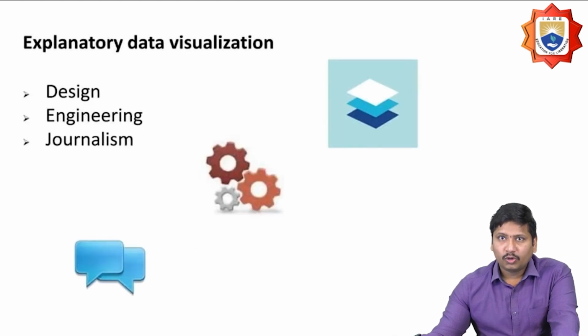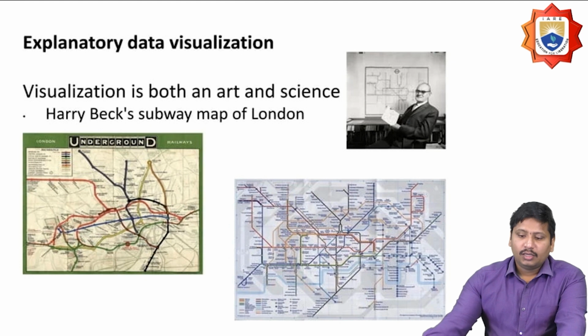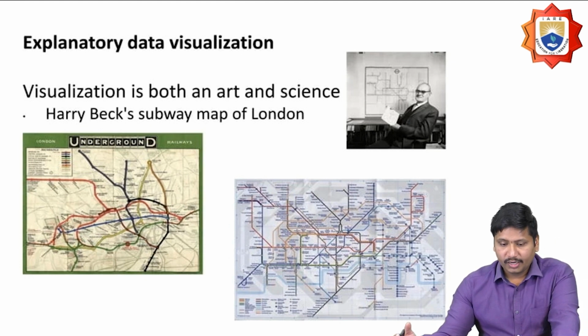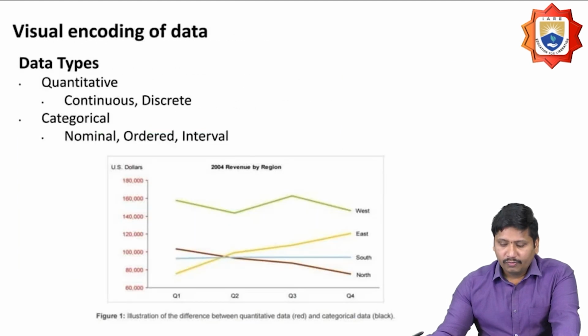Explanatory data visualizations are normally applied in design, engineering, and journalism. Data visualization should be an art and a science, and we can show the visualization not only in the form of graphs and plots, but also in the form of art, charts, and the scientific way of representing. Normally the visual encoding of the data is where we see different types of data: quantitative, like continuous and discrete, and for categorical, nominal, ordinal, and interval.